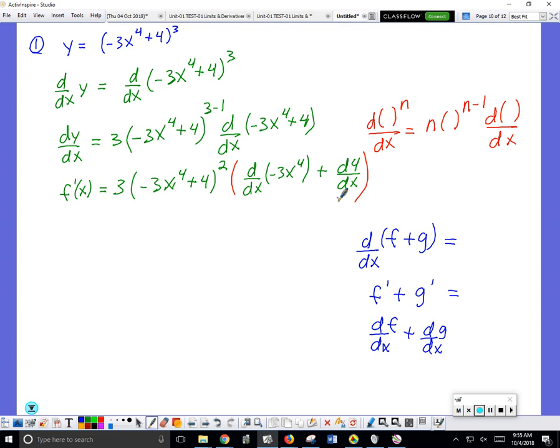Wait, please, how is that g? Because I feel like I understand the rule, but we're only looking at one function. So it's a matter of perspective. This says d dx of one thing plus another. Yeah. So as I apply the rule, I'm just temporarily thinking this to be f and this to be g.